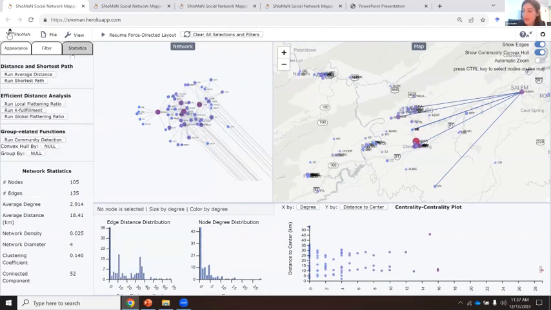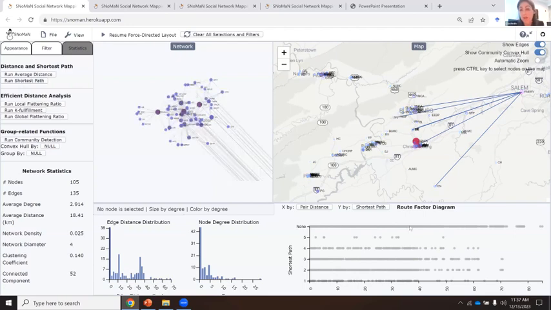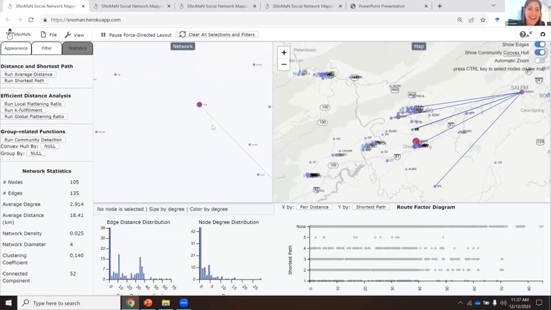So the statistics panel is something that I'm really excited about. I'll show you, I just implemented some of the things that we talked about in the PowerPoint. So running average distance and running shortest path will give me this route factor diagram. Oh, hey, the isolates are here.